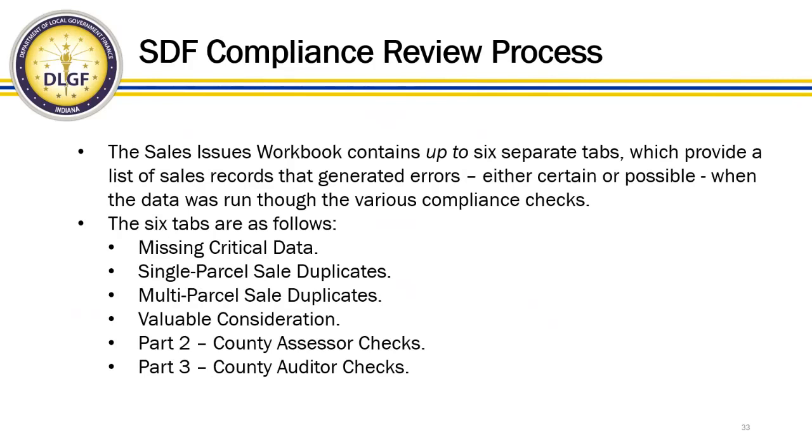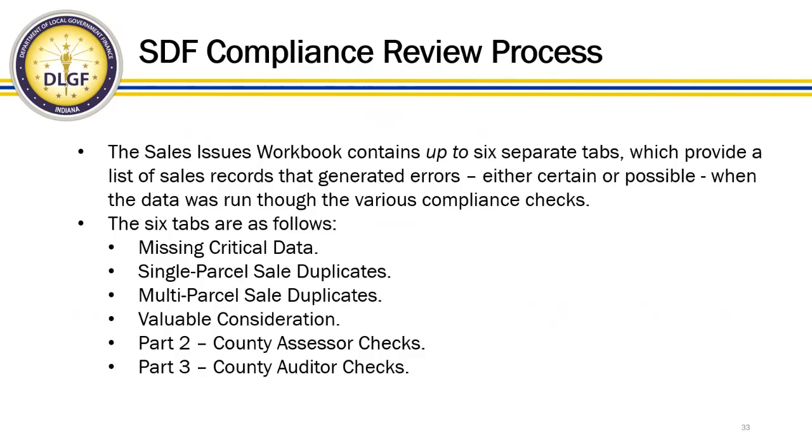Talking a little bit in further detail about the sales issues workbook, again, this is the Excel file that you'll receive after the data team has completed its review of your sales data. The sales issues workbook will contain up to 6 separate tabs. And each of those tabs will provide a list of the records that generated errors, whether they are certain or possible errors, when the data was being run through our compliance review process.